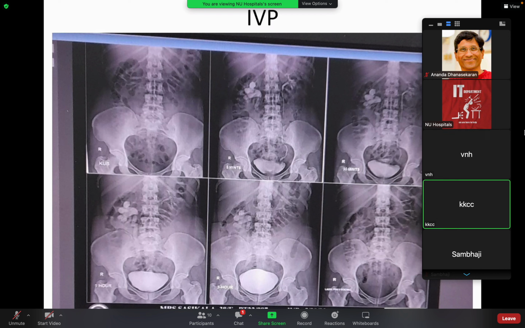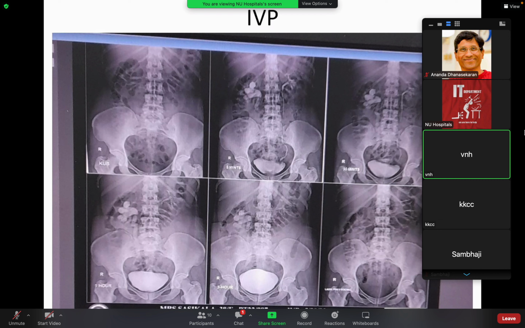Okay. Read the IVU. Can you read this IVU and interpret, Soumya? Yes, sir. Read the x-rays. So I can see the right pelvic calyceal system dilated, sir. Start with the plain X-ray. Don't say I can read the IVU. Learn to read the X-ray.